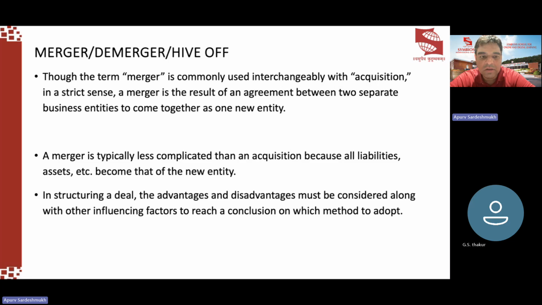Now, a merger is typically less complicated because all liabilities and assets become those of the entity created by the merger of the two entities. So it's a less complicated process. Of course, in India, it is a very long, time-consuming process, and it requires a lot of approvals.